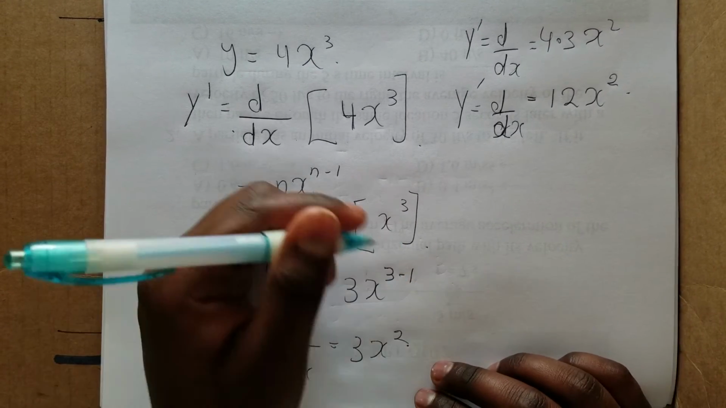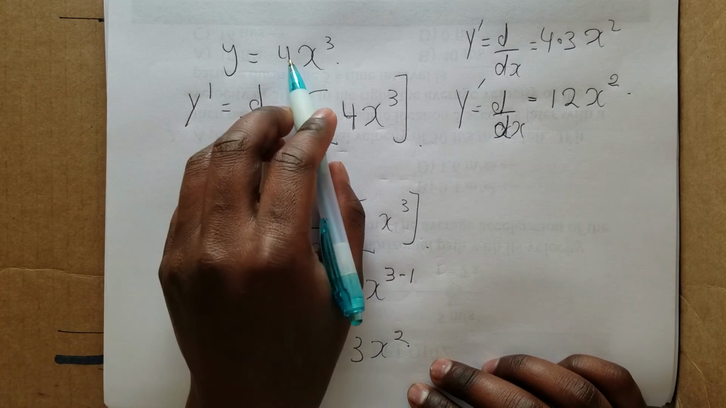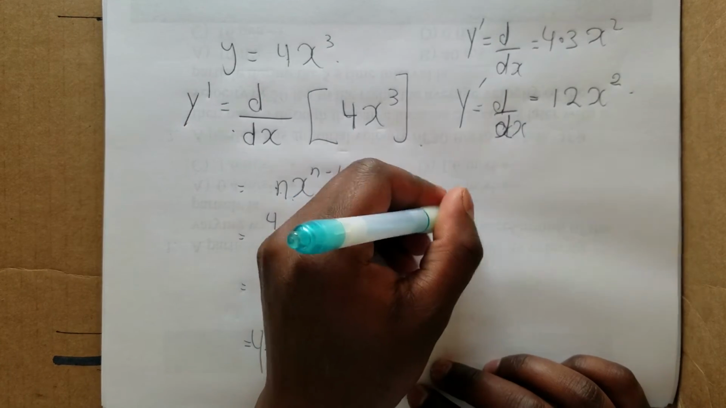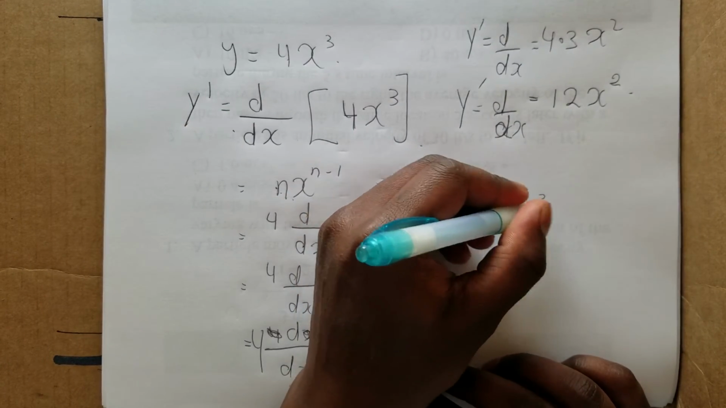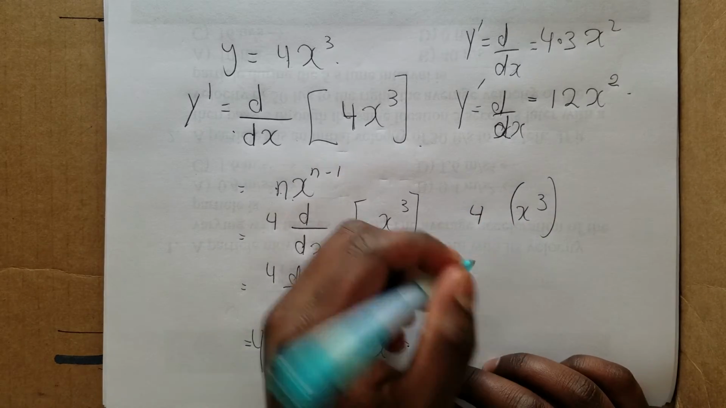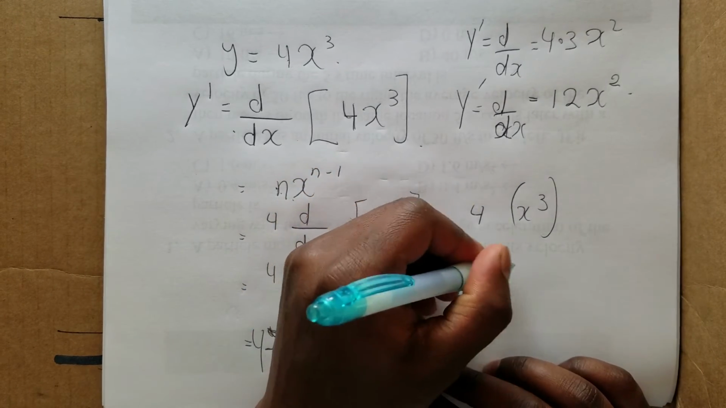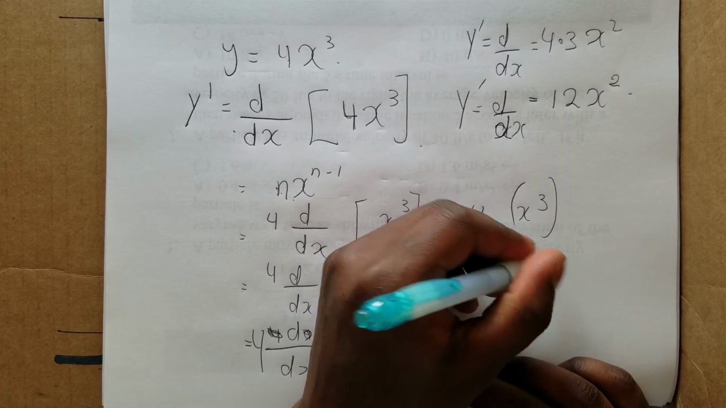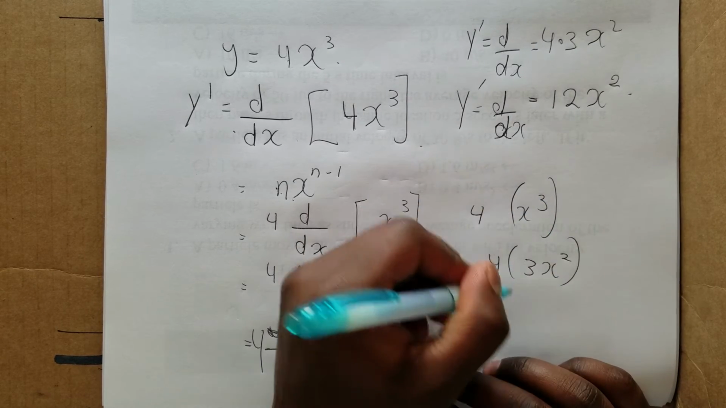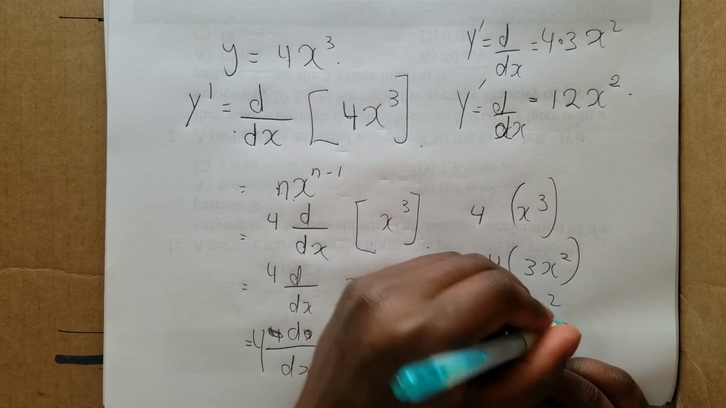So all you're doing is, for a constant number, you take the number out and then you just solve for the function like this and just plug the 4 back in. So you get 4 by 3x and reduce the power by 1, so you get 2. 4 times 3 is 12x squared.